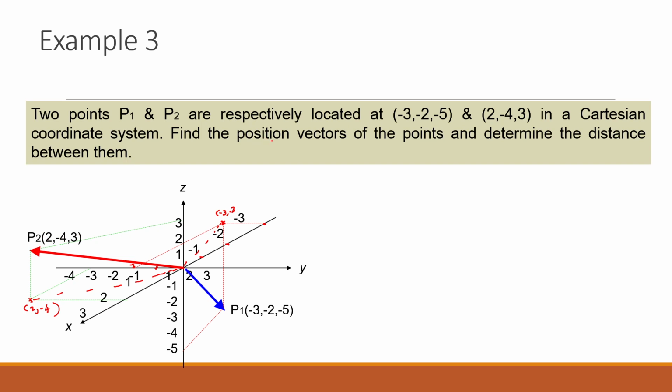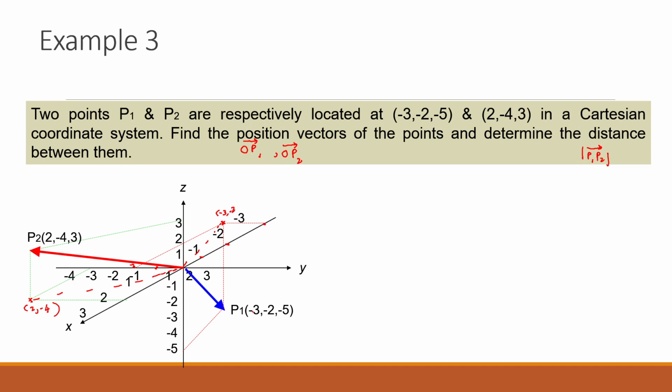Then find the position vectors of the points, meaning OP1 and OP2, and determine the distance between them, meaning the magnitude between P1 and P2. So the position vector is very easy.